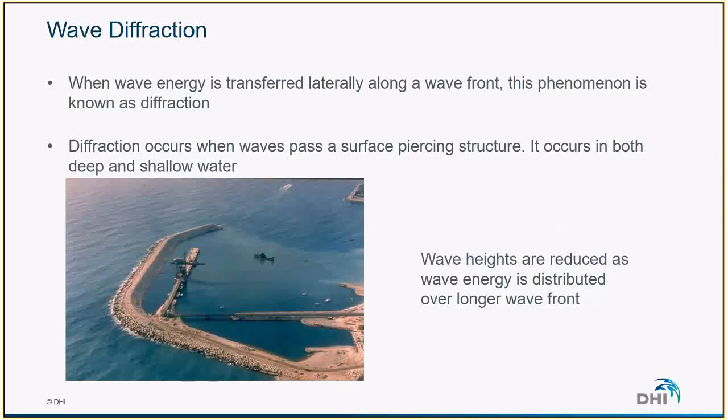Another important process is diffraction. Diffraction occurs when waves encounter a surface-piercing obstacle, such as a breakwater, a natural headland, or even an island. Diffraction is the spreading of wave energy into areas which are sheltered by the structure. The energy is transferred laterally, which leads to having waves even in the lee zone of the structure. Usually, wave heights are reduced as the wave energy is distributed over a longer wavefront.